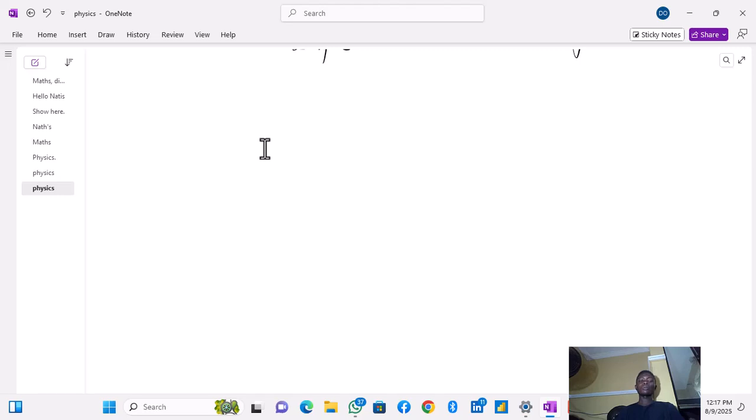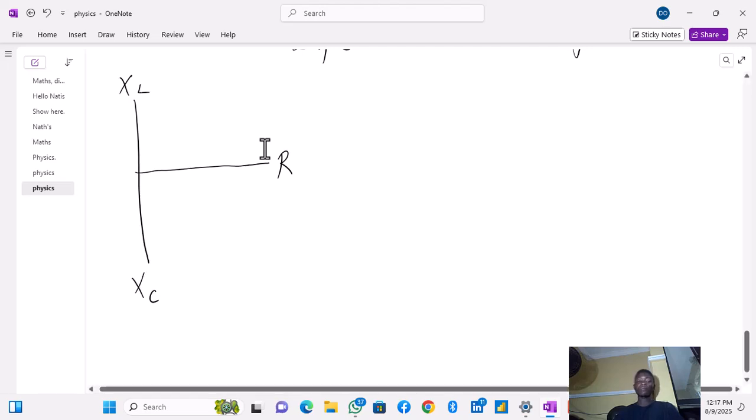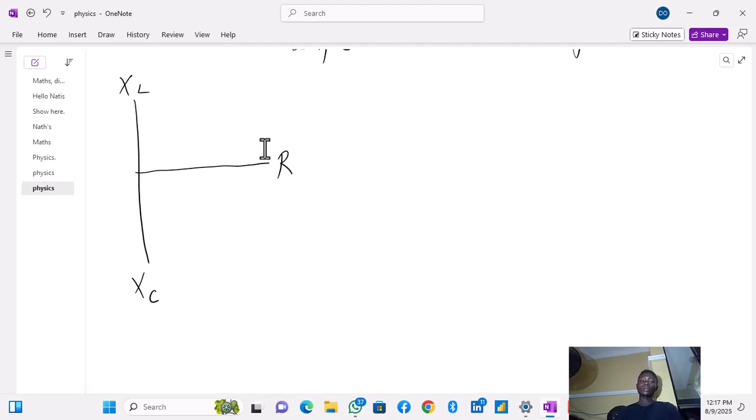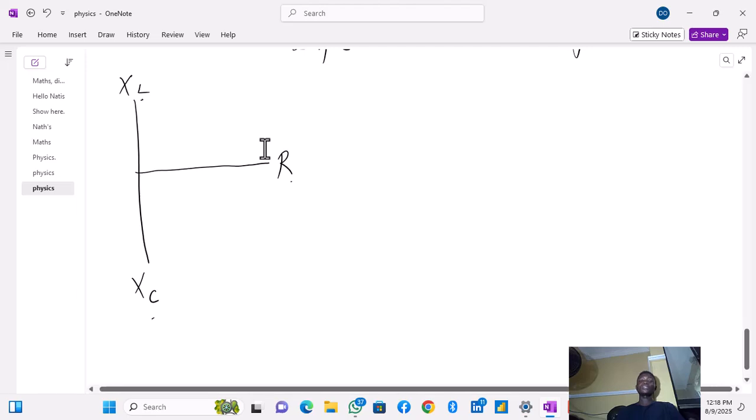Before I go to the types, I'm going to quickly show you this. You have to know this diagram, because it actually simplifies everything. This is R, this is XL, and this is XC. This is the resistor, this is the inductive reactance, and this is the capacitive reactance. Before I go ahead, let me quickly show you the circuit diagrams.